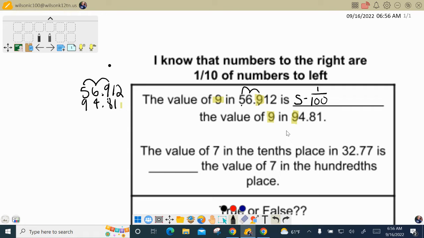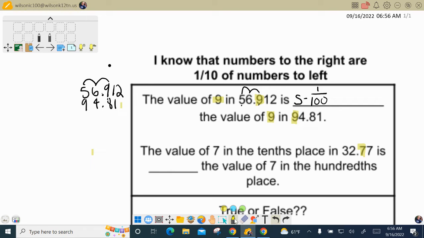Looks good. I want you to try the next one on your own because this should mostly be review. For this one, I hope you said that the value of the 7 in the tenths place in 32, wow, I just highlighted the wrong number. Sorry about that. The value of the 7 in the tenths place in 32 and 77 hundredths is blank the value of the 7 in the hundredths place.